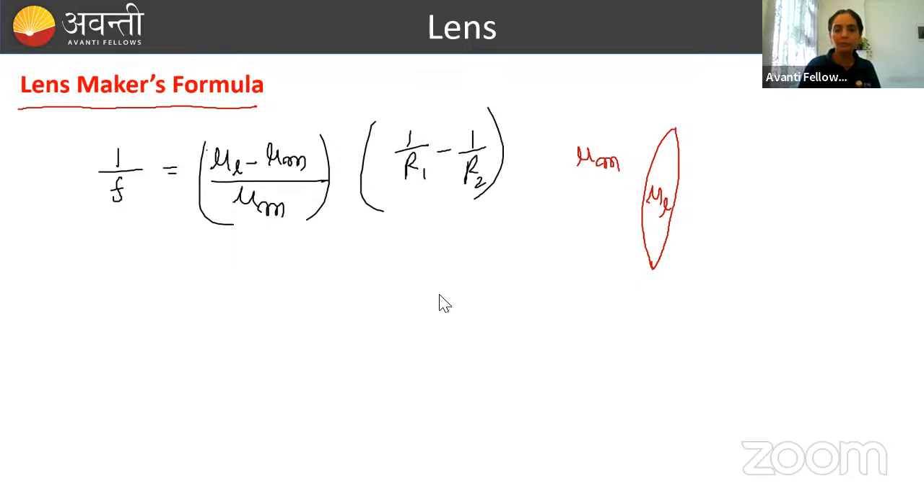Where R1 is what? If light is falling on this surface, then R1 is the radius of curvature of this surface and R2 is the radius of curvature of this surface. So this is the first surface and this is the second.